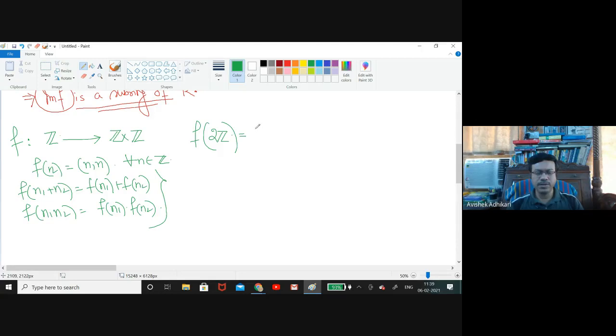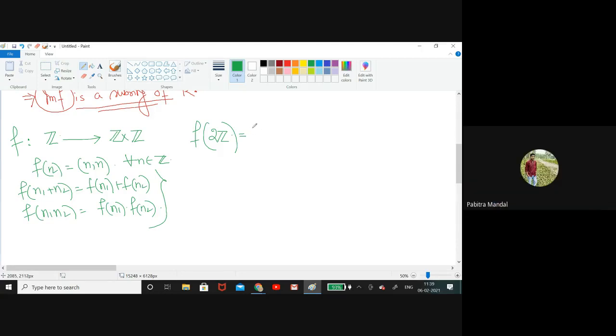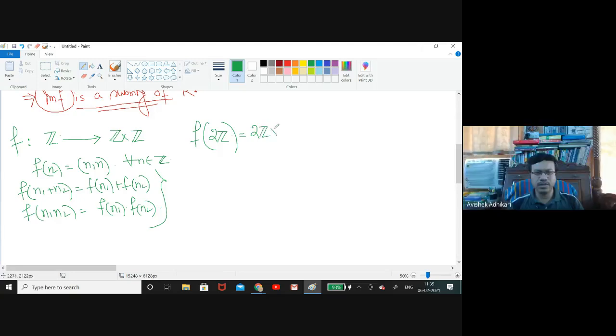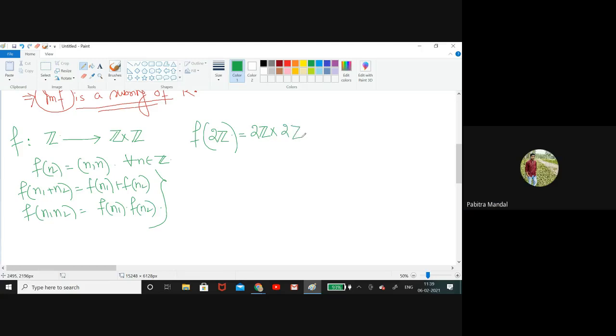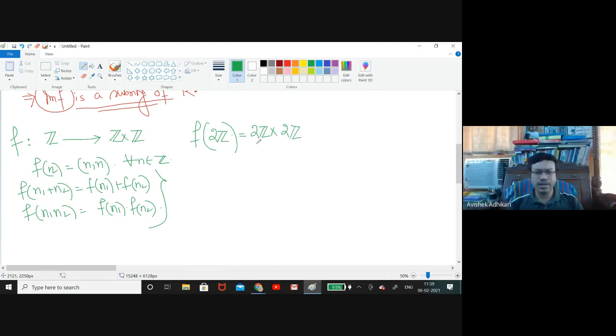What will this be? (2n, f(2n), 2n) will be it. So will that be this? Will that be an ideal in Z cross Z? So you are telling that this is not an ideal of Z cross Z.